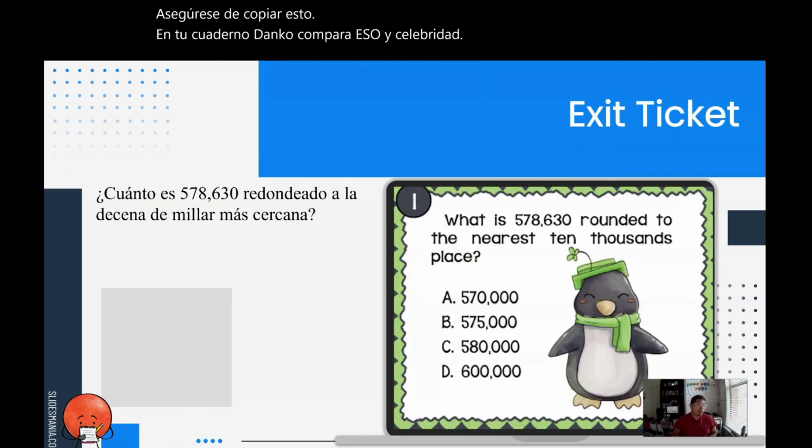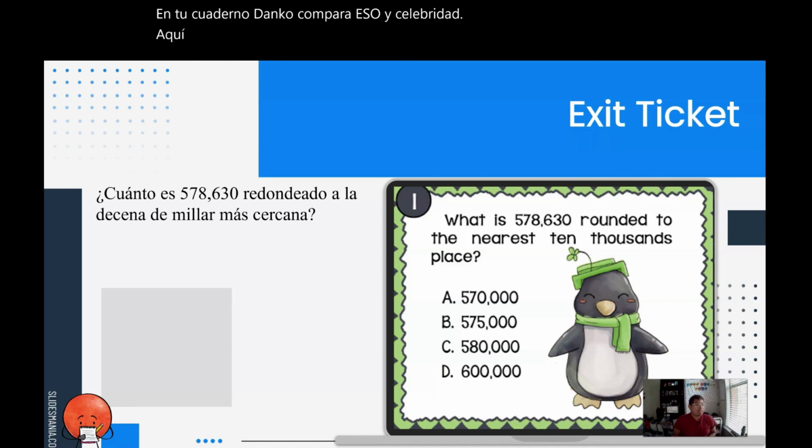Here is your exit ticket. What is 578,630 rounded to the nearest 10,000th place? Okay? Make sure to copy this exit ticket in your notebook, okay? Tienes que copiar esta pregunta y la respuesta en su libreta. Okay?